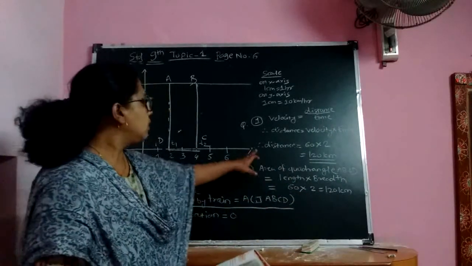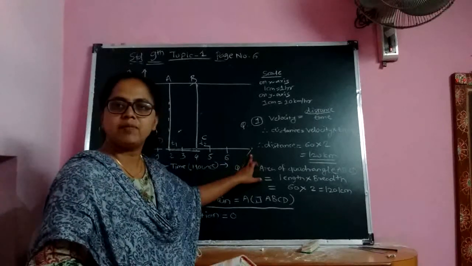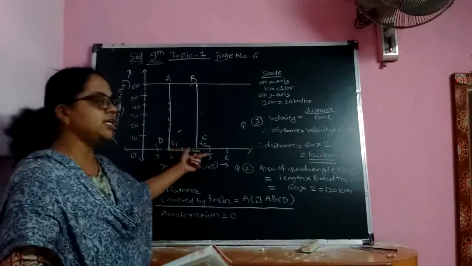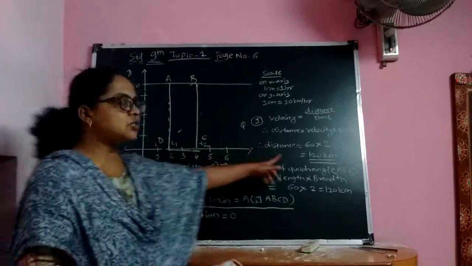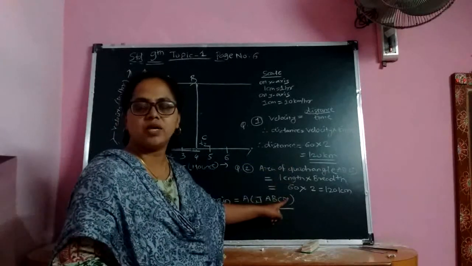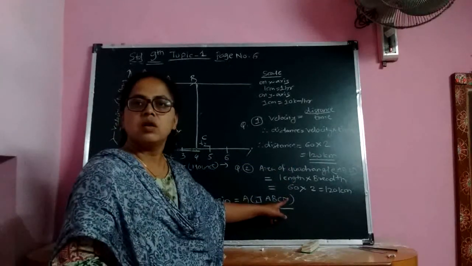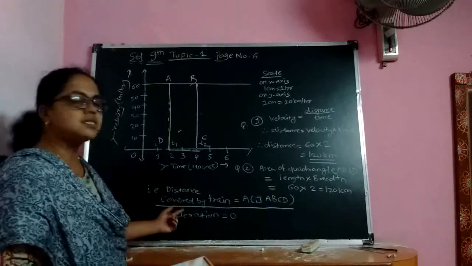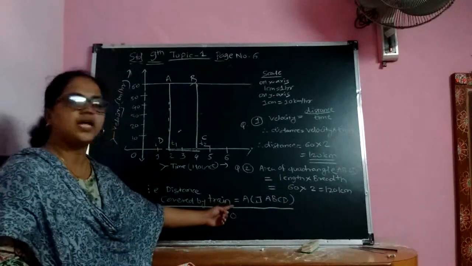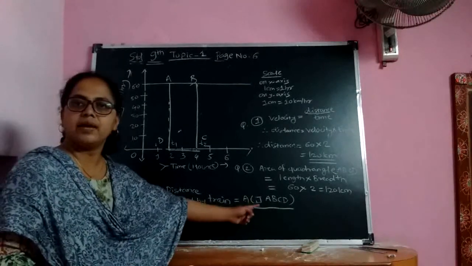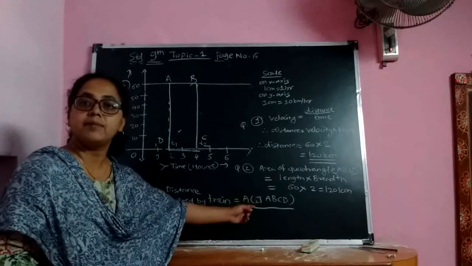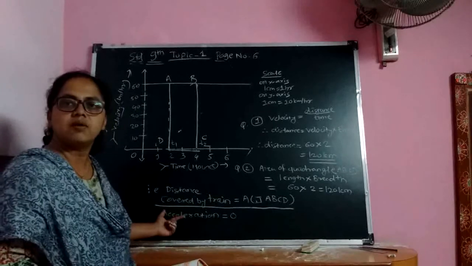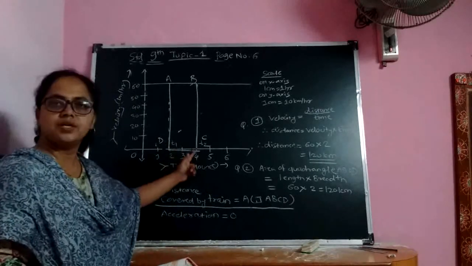So first we found the distance traveled by the train between time T1 and T2. This is also 120 km and this is also 120 km. So what conclusion will you draw? That is, the distance covered by the train is equal to the area of quadrangle ABCD, or the area of rectangle ABCD is equal to the distance covered by the train between T1 and T2.